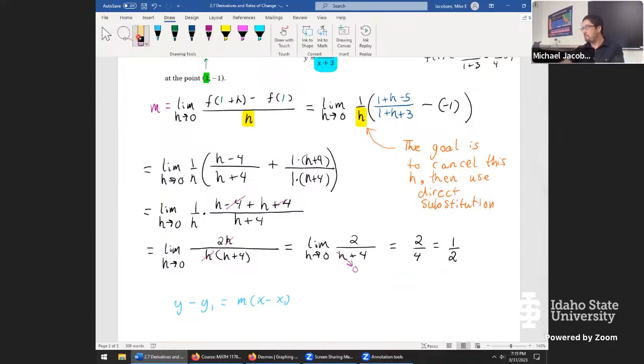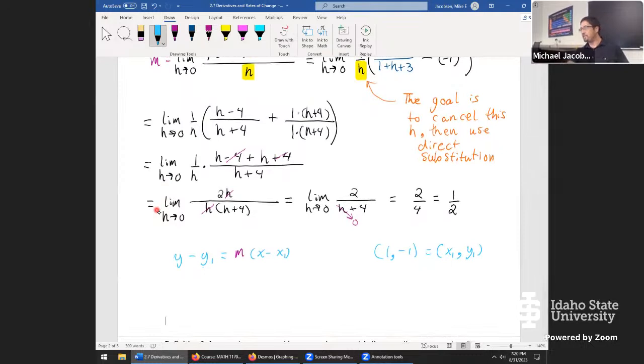Notice we already have the slope m, so we can just substitute that in right here. When it says x1, we're referring to the positive one, and when it says y1, we're referring to the negative one. So really, everything is provided that we could want. Let me just put here, 1, -1 equals x1, y1, and now we're plugging in information.